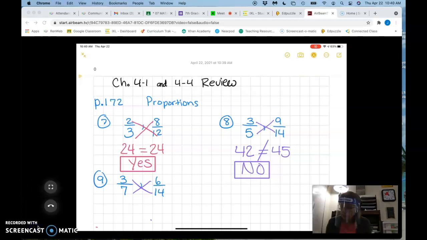36. No, you keep saying that. Wait, what? We're calculating. 3 times 14 is 42. You might have typed in 3 times 12, because that's 36. And what is 7 times 6? 42. Do these two numbers equal each other? Yes, they form a proportion.